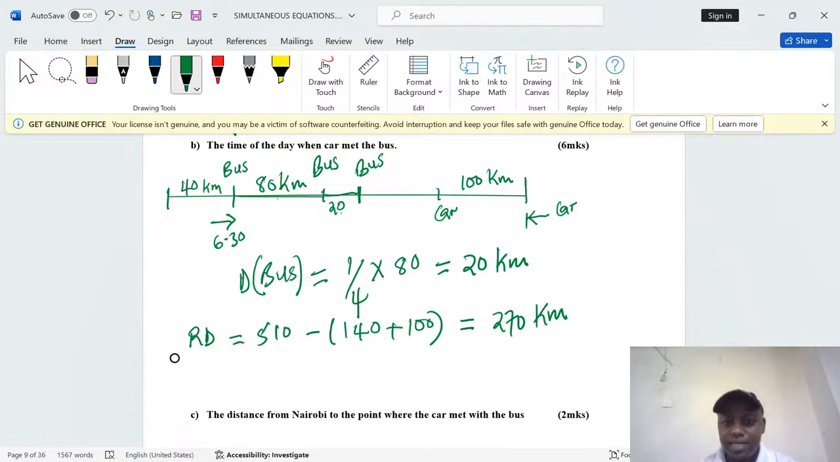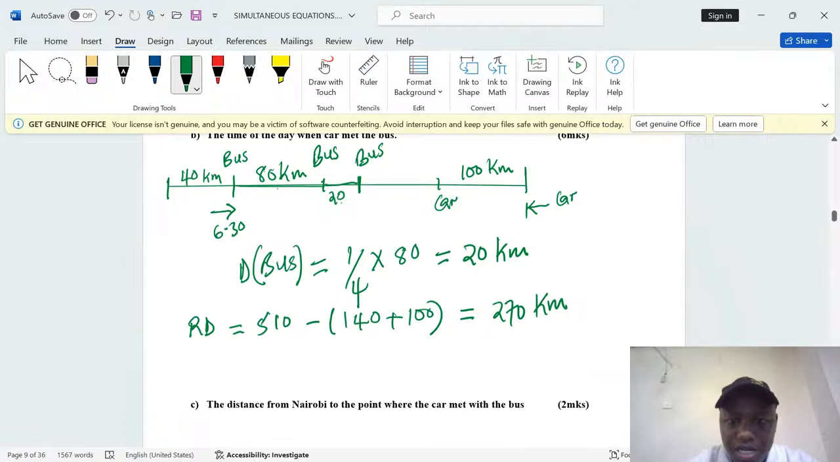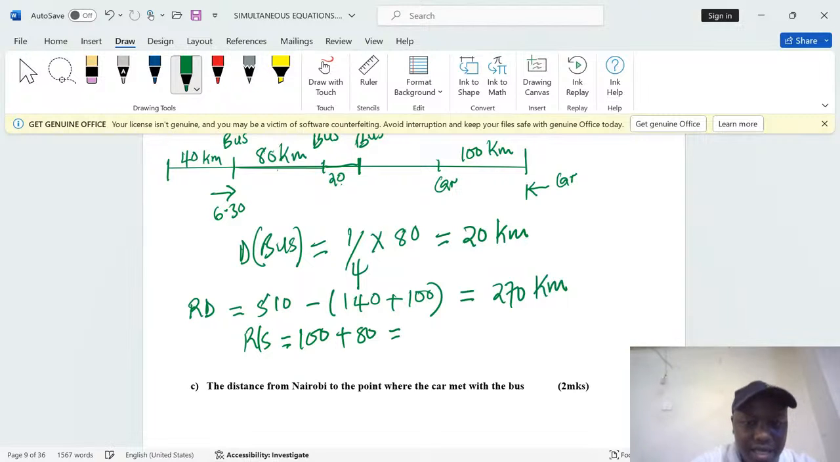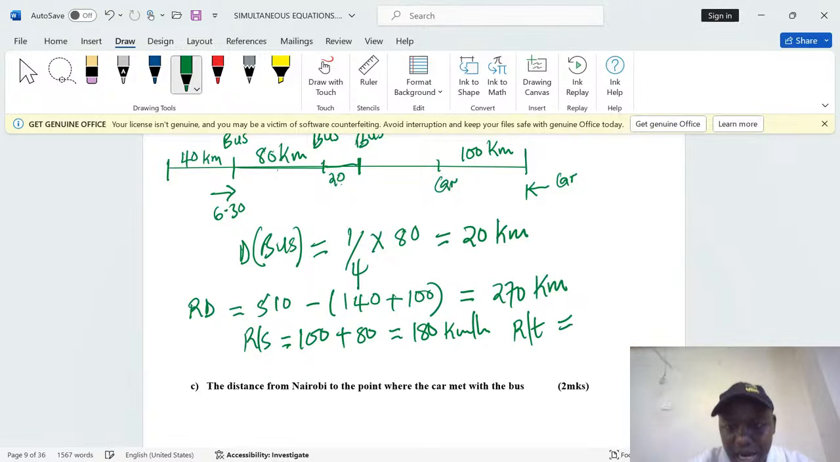Then now we can say that there is something called relative speed. That was relative distance. So relative speed will be when we add 100, because they are approaching one another, and 80. This will be 180 kilometers per hour. Therefore, we can now get relative time, which will be the relative distance of 270 out of 180, the relative speed. When we divide this by 180, we are going to get 1.5 hours, which will mean 1 hour, 30 minutes.